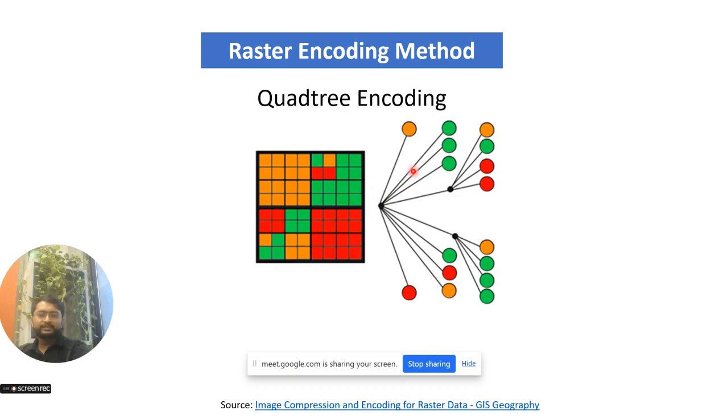If we go towards this one, it will be further divided into another four grids. Three are green, so those will not have within-box variability, whereas this box has further variability: one green, one orange, and two red. Further, if it has more pixels within it, then we'll go further down also. This representation is known as quad tree encoding.